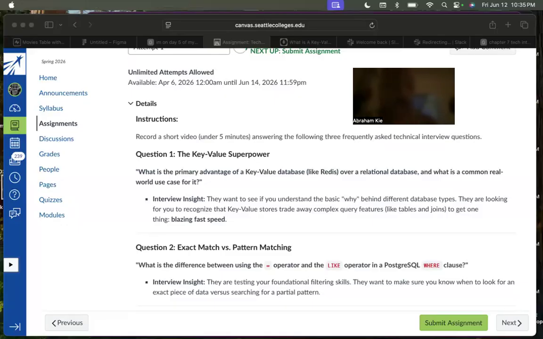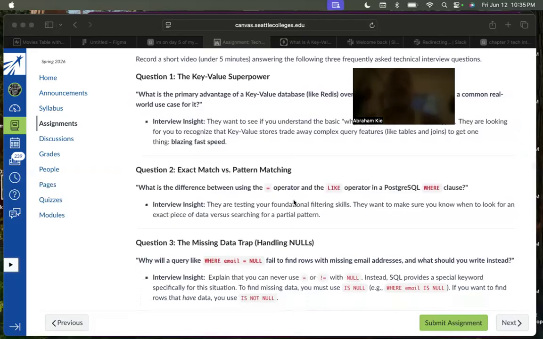Anyway, key values are very helpful when it comes to getting, organizing and dealing with raw data, because raw data has all different types of data. With key value, you get that extra little perk. So that would be answer number one.